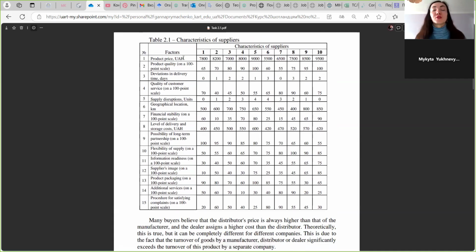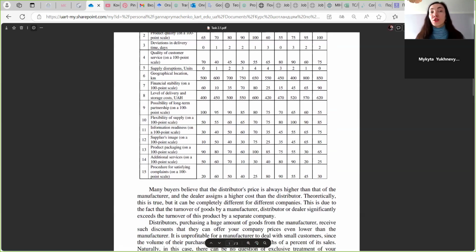I only remember how we did it. It is product price, for example, in hryvnias, and the lowest product price is the best for our company. So we find where is the lowest product price. For example, for supplier 6, it is the lowest, and we put here 1 point. The best position is the fewest points, how we use it. So the maximum product price is the worst position. So we find it for every characteristic, every factor.